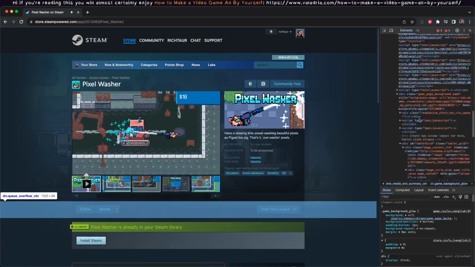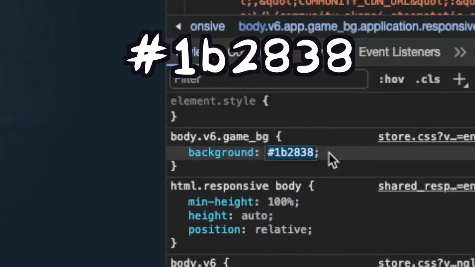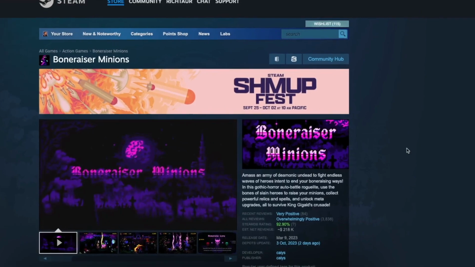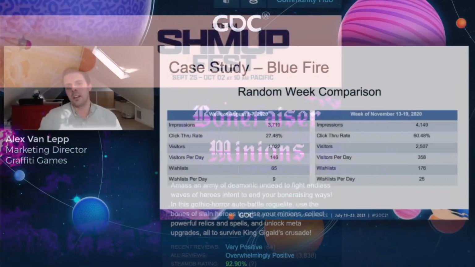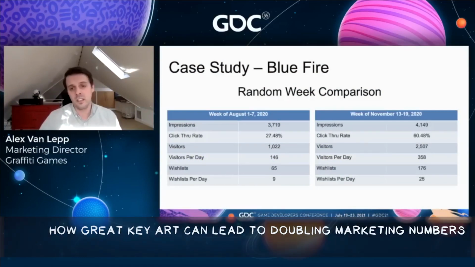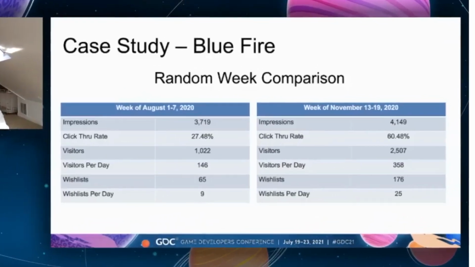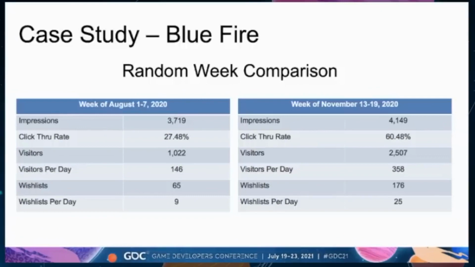Steam's background color is hex code 1B2838. So if your capsule looks good against that background, more Steam users might notice it. Also, it's worth spending money on great key art. People were seeing this image, this key art, and they were clicking on it at a high rate, especially in the store. And then ultimately they were converting into visitors and wish lists, and at launch then into sales. So it's really important to have that good key art because, as you can see here, we're doubling our numbers.